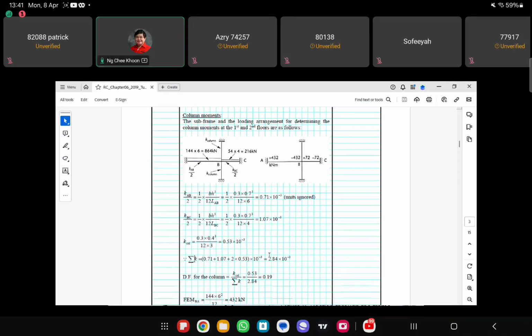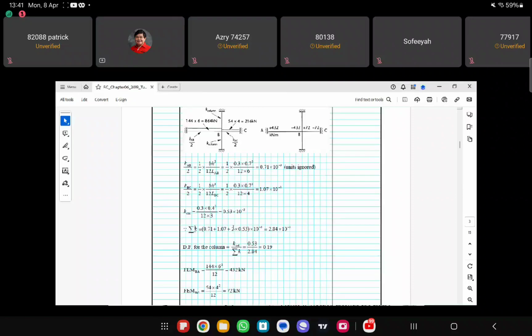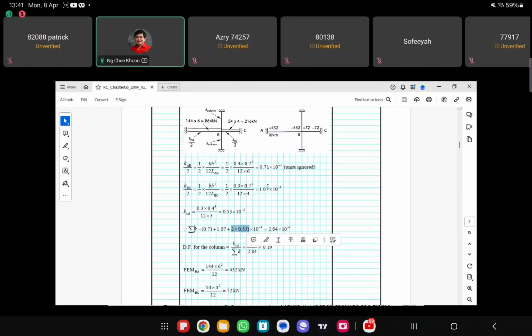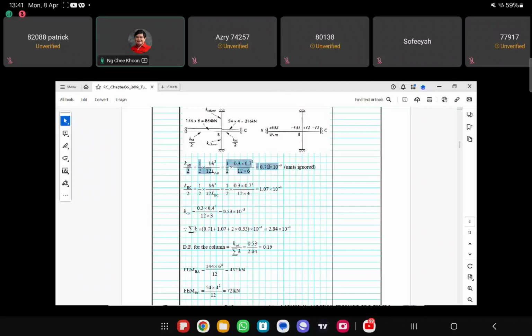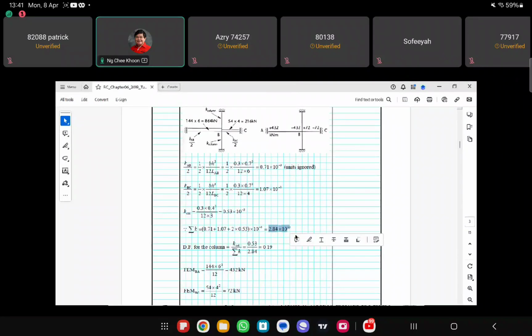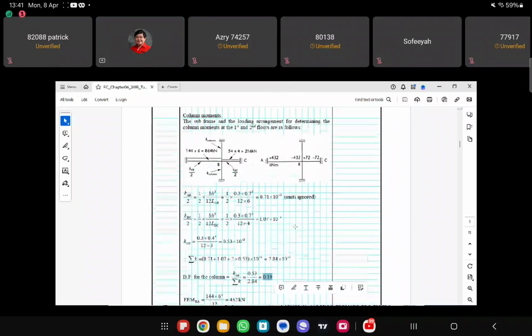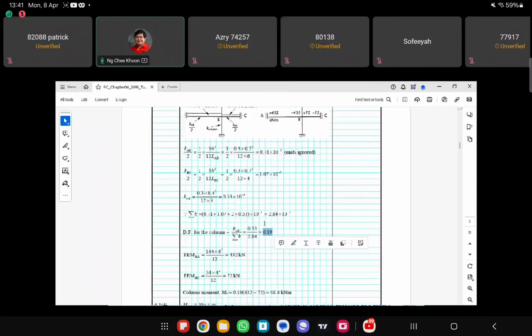Okay, then after that, we just calculate the total stiffness. So column, we have 2 columns. So 2 times 0.53. And then for KBC is half of KBC, which is 1.07. And then for KAB is half of KAB here, so it's 0.71. So this is the total stiffness. So meaning that the distribution factor for the column moment distribution is 0.19. Okay, and then these are the fixed end moment.